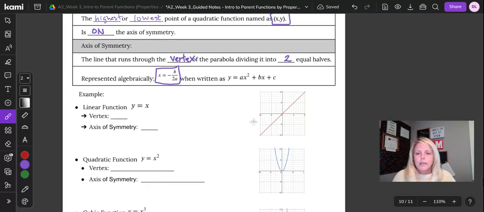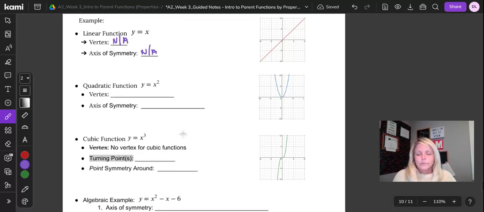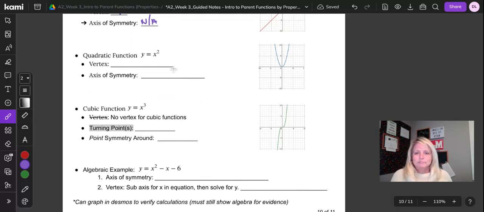Now, with the linear function, it is not a parabola, so we do not have a vertex, and we don't have an axis of symmetry. So let's go ahead and look at the quadratic function.